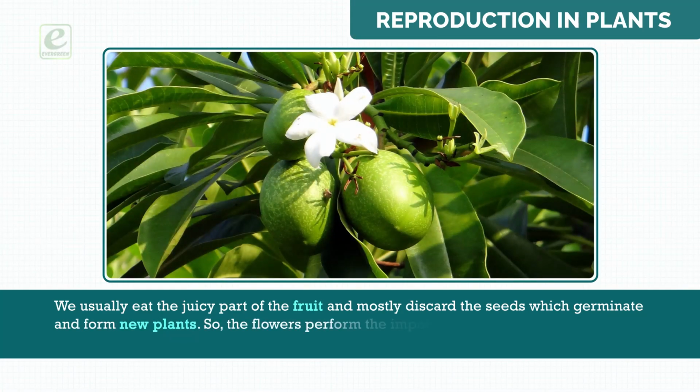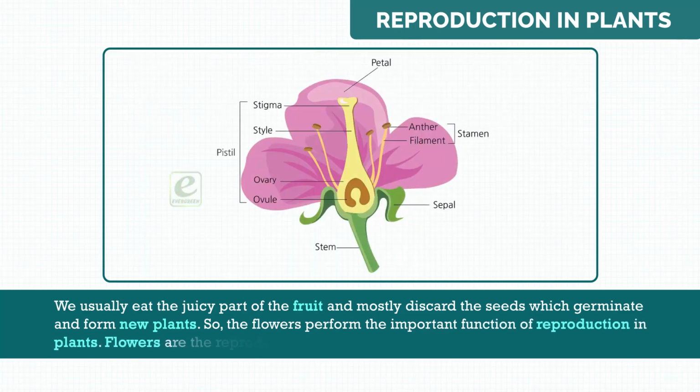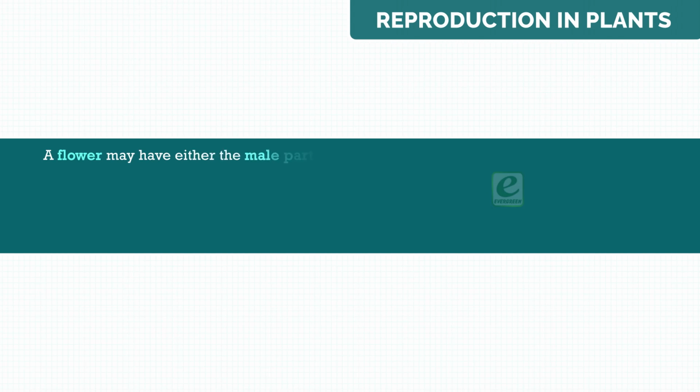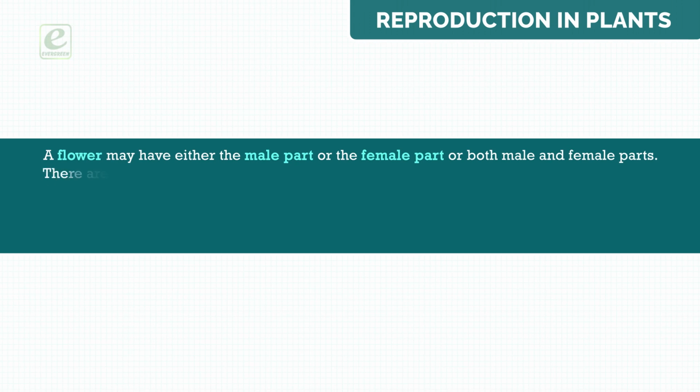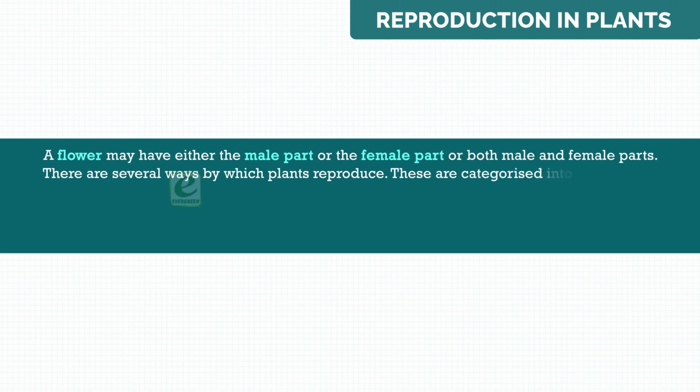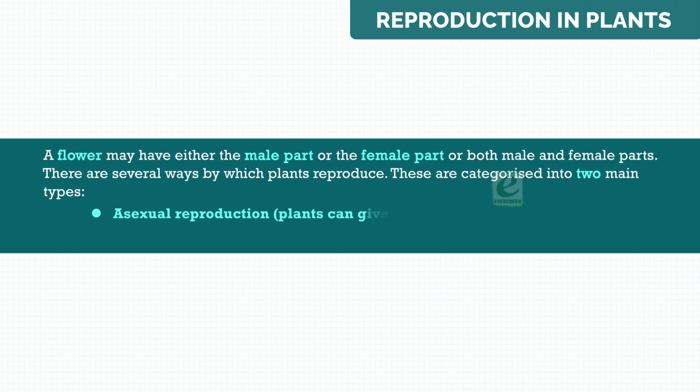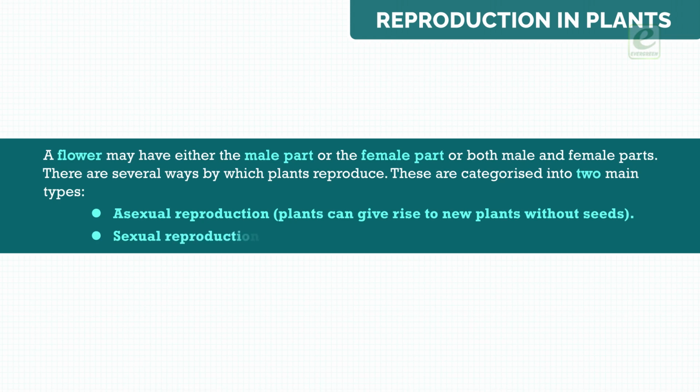So, the flowers perform the most important function of reproduction in plants. Flowers are the reproductive parts of a plant. A flower may have either the male part or the female part, or both male and female parts. There are several ways by which plants reproduce. These are categorized into two main types. Asexual reproduction: plants can give rise to new plants without seeds. Sexual reproduction: new plants are obtained from seeds.